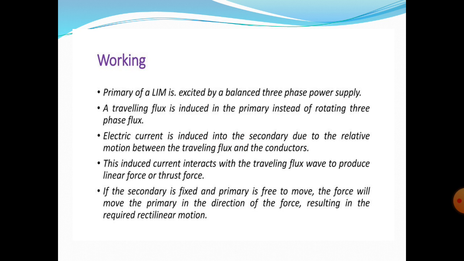Because the traveling flux is induced, an electric current is also generated. That means an EMF is induced, so an electric current is induced in the secondary due to the relative motion between the traveling flux and the conductors. This current interacts with the traveling flux wave to produce the linear force or thrust force. This force will move the primary in the direction of the force, resulting in the required rectilinear motion.